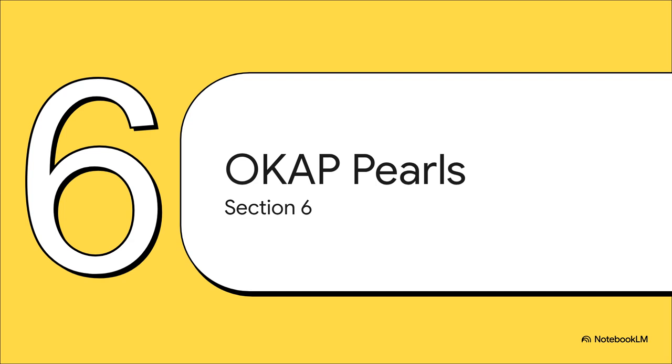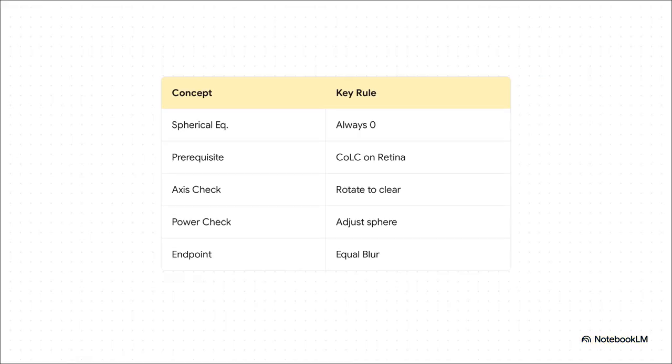Section 6, OCAP and board pearls. Let's do a rapid-fire review to lock this all in. Concept 1, the spherical equivalent of a Jackson cross is always 0, and that's because it's made of equal and opposite cylinders. Concept 2, the absolute prerequisite for any of this to work is placing the circle of least confusion on the retina using your spherical lenses. Concept 3, for the axis check, you probe the oblique resultant cylinder and always rotate toward the clear choice.